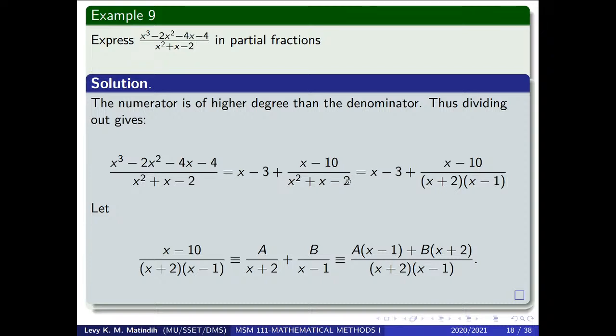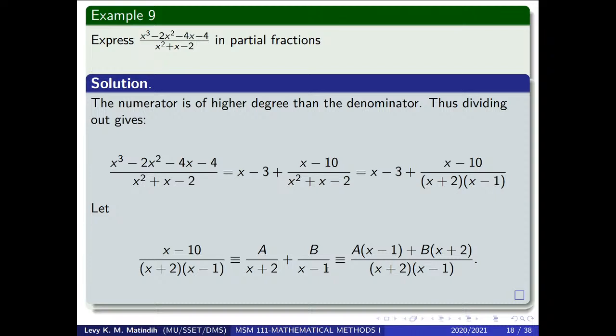Now, if you look at the denominator, which is x squared plus x minus 2, you can express this as a product of linear factors. This expression can also be written as x plus 2 times x minus 1. Now, converting this x minus 10 divided by x plus 2 times x minus 1 into partial fractions, you can write it as equal to a over x plus 2 plus b over x minus 2.